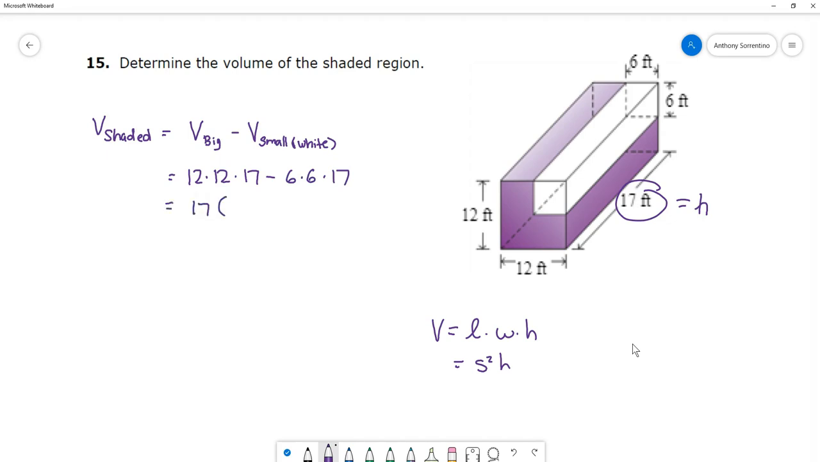So basically I have 17 times 144, factoring out the 17, minus 36, which ends up being, all said and done, 1,136. And this would be in cubic feet.